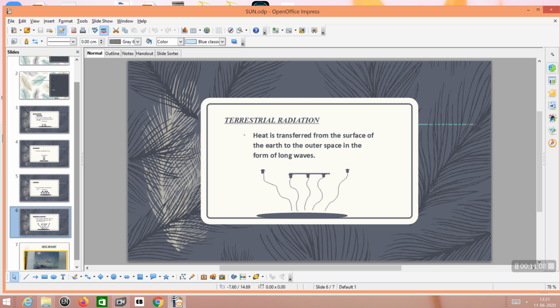Recently, there is so much news about global warming. Have you heard about it? What is global warming? Global warming is the increase in the temperature of the atmosphere. The temperature is tremendously increasing nowadays.